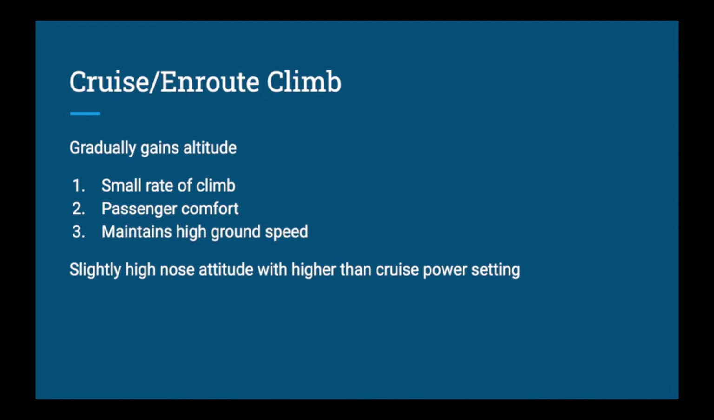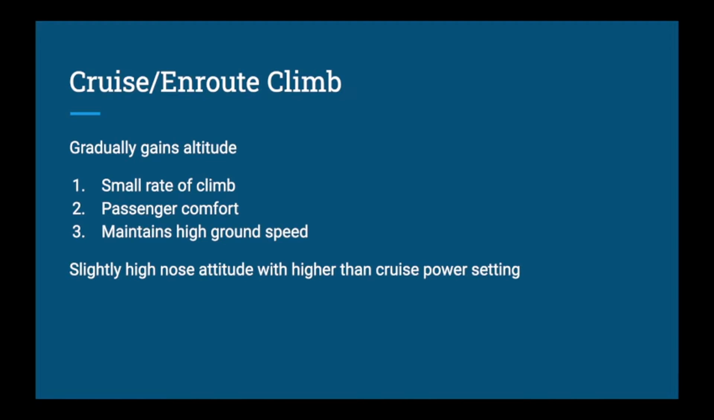Now the last one, a cruise or en route climb, is just a very slow climb. You gain altitude very gradually. It's the most comfortable of the three. The other advantage is that it maintains a really high ground speed, so if you're looking to get to your destination fast, you'll have a high ground speed and get there a little bit quicker. The disadvantage is that it's going to take a really long time to climb up to altitude. So you would use this if you were just doing a short climb, maybe 500 feet.